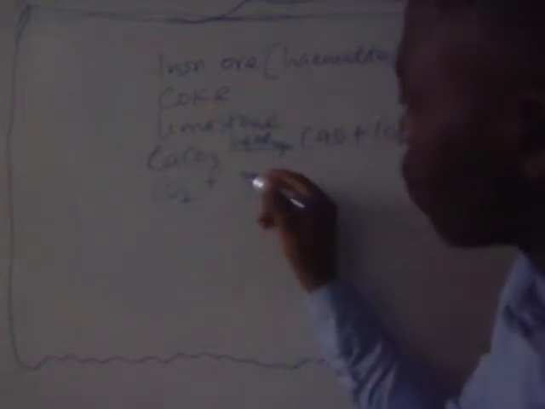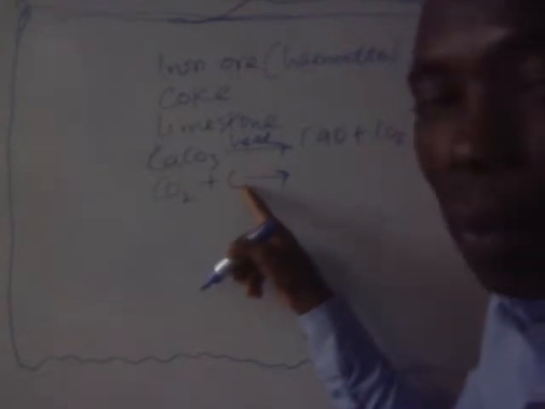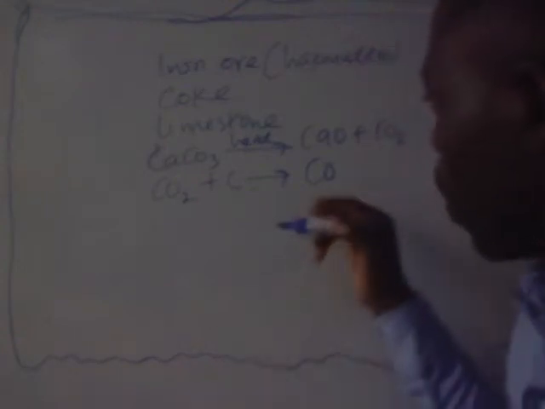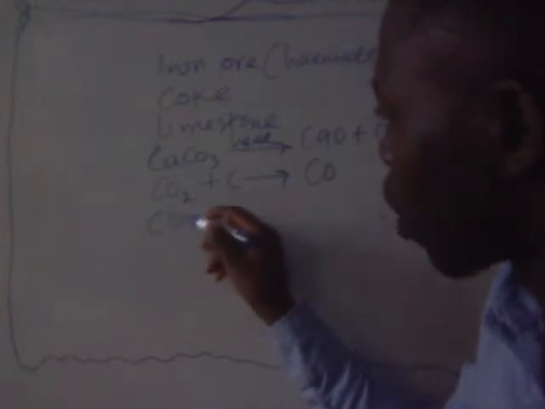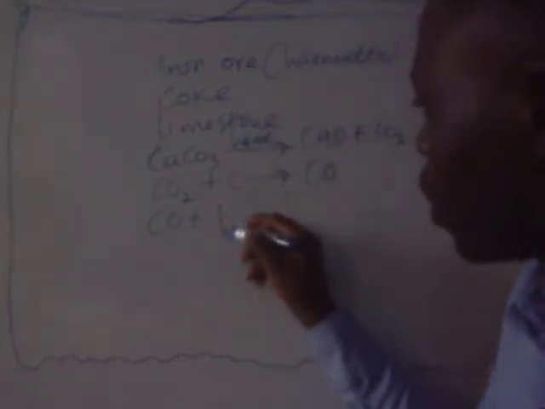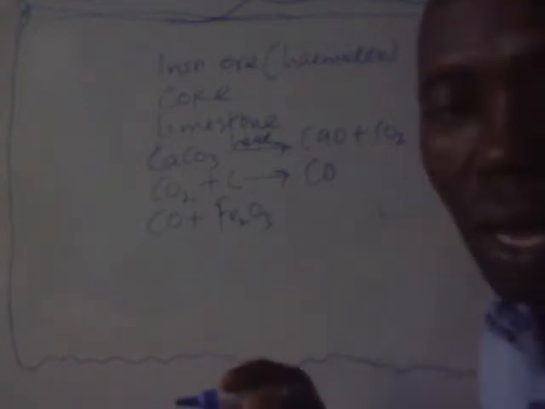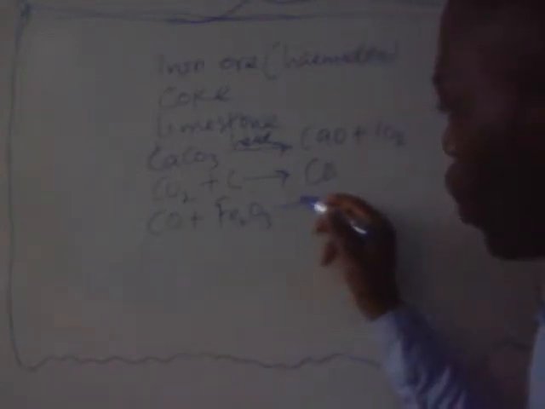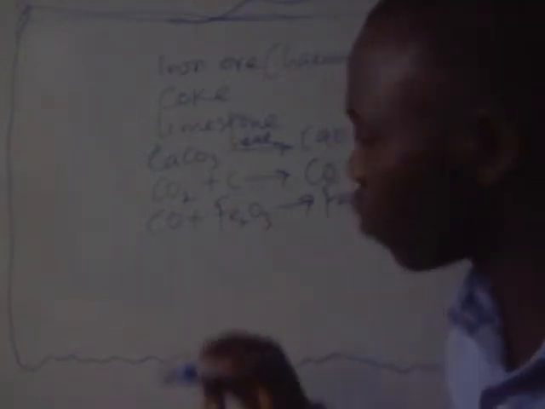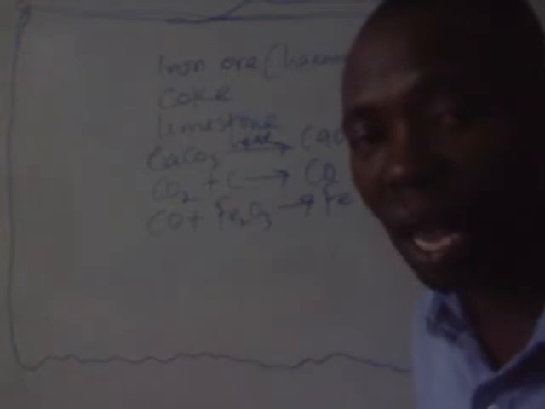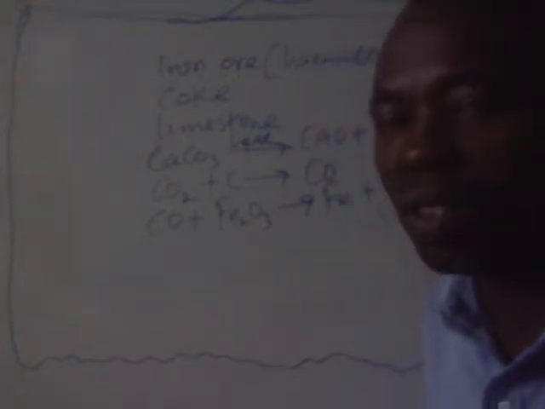The carbon 4 oxide released will be attacked by the coke. Coke is carbon, so it will reduce the carbon 4 oxide into carbon 2 oxide. Then the carbon 2 oxide will come and reduce the iron ore, iron 3 oxide, hematite, into iron plus carbon 4 oxide. So this is the limestone we are talking about, calcium carbonate. This iron ore has earthly impurities that you don't need.